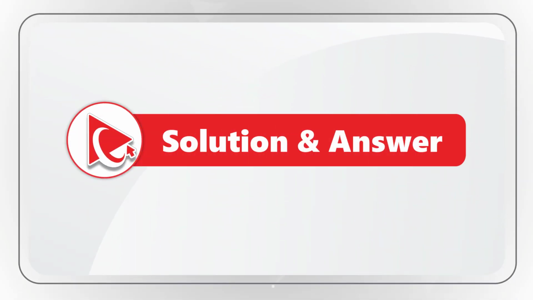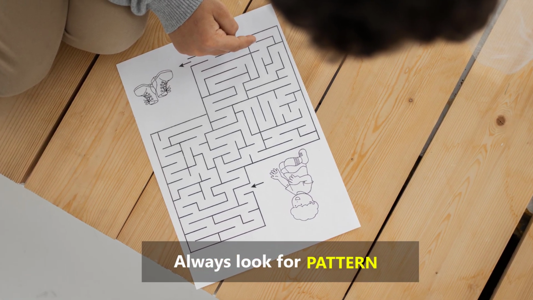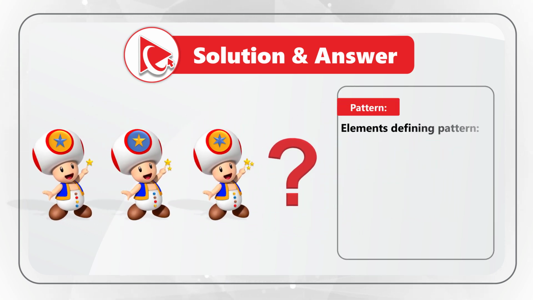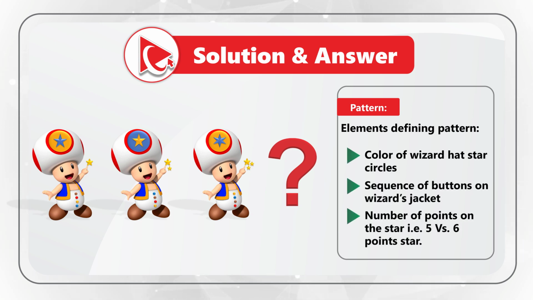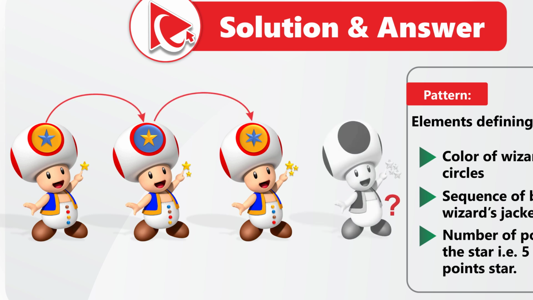You're probably tired of hearing on this channel that you need to always look for patterns, especially when trying to solve these types of challenges. And even though all wizards might look the same, if you look closely, you will see 3 pattern-defining elements. The first one is the color of the circle on the wizard's hat star. You see that the color of the circle goes from yellow to blue, then to yellow, which means that the next one in the pattern should be blue.